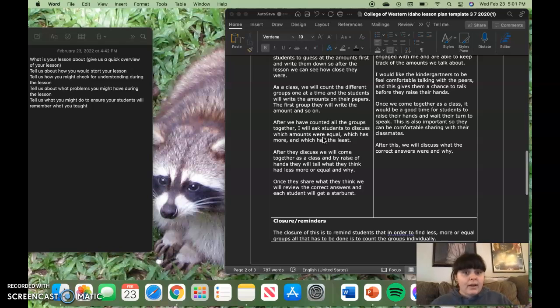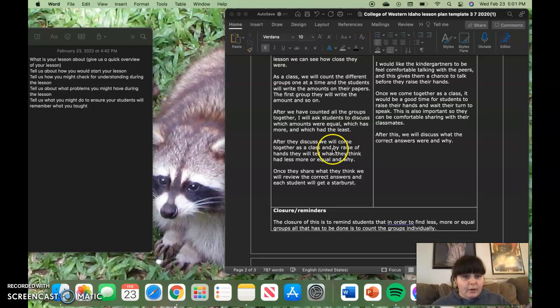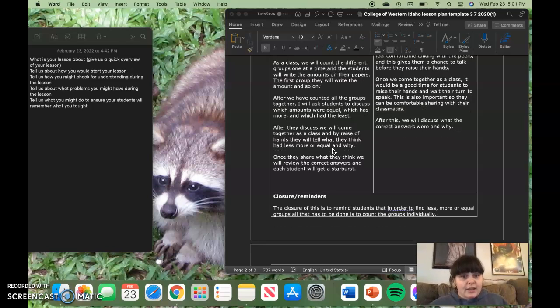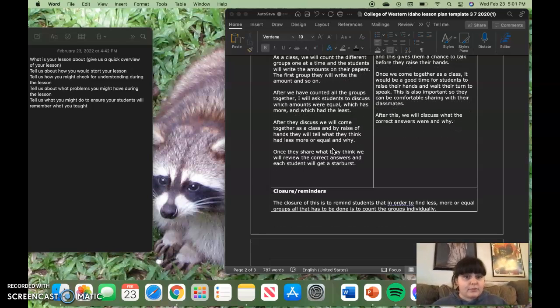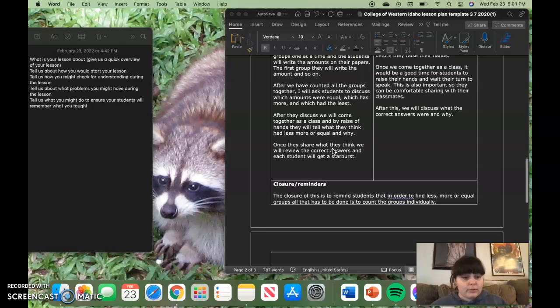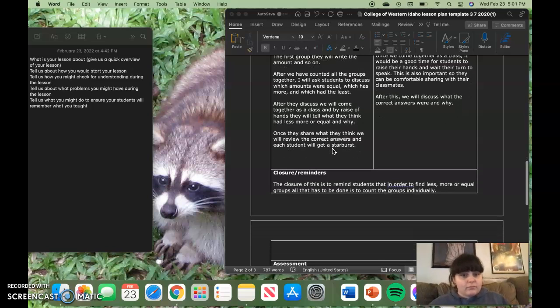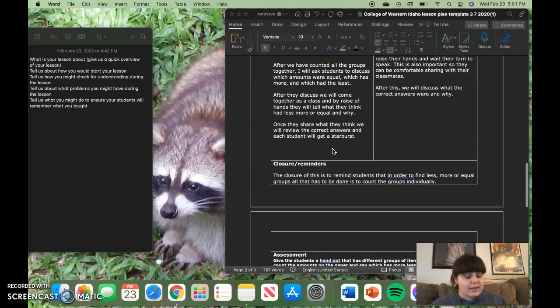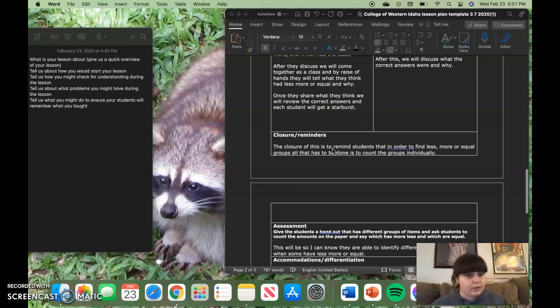After we have counted all the groups together, I will ask the students to discuss which had more, which had less, and if their guesses were right. Then after they discuss, we will come back together as a class, and by raise of hands, I will have them tell what they think had less, which had more, which is equal. Once they share what they think, we will review, and each student will get a Starburst.